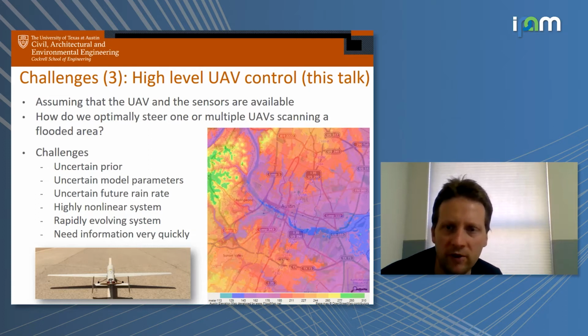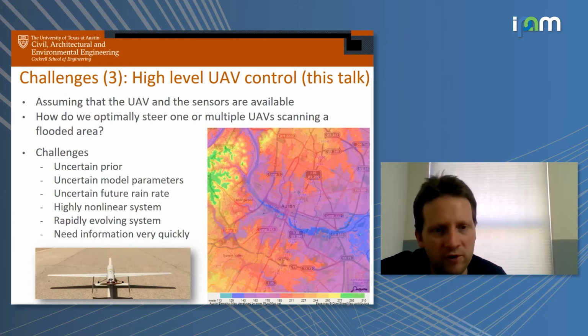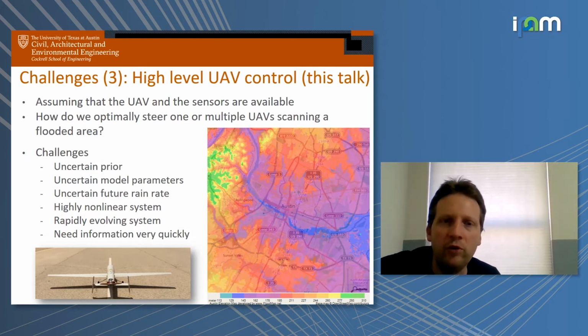We have a flood. So this is an example of an elevation map of Austin. We have a flood that's supposed to occur. We want to maximize the information. So very quickly, over 10 minutes, for example, we want to have the highest precision map of the current situation so that emergency services and others can help the population decide evacuations, and so on and so forth. So how do we optimally steer the UAVs to maximize that information? So assuming that we have the UAVs and the sensors that are available, how do we do that? These are the challenges that we have to face.